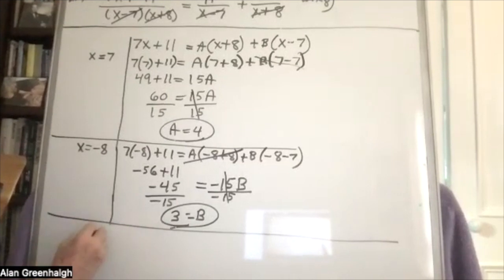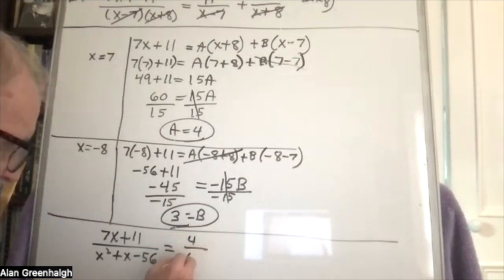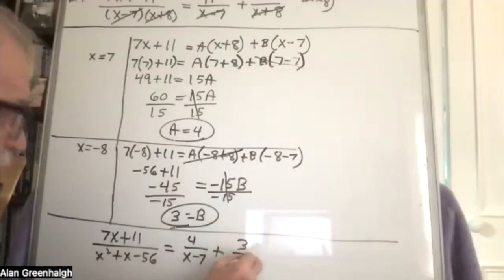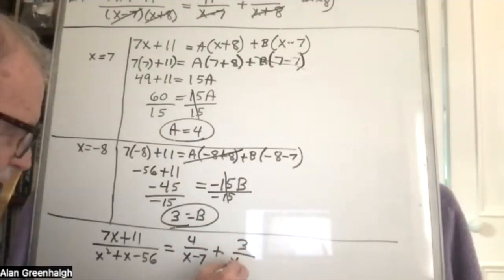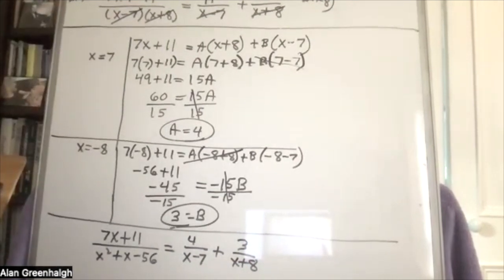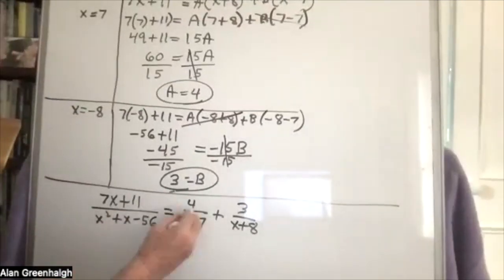So what we now have is (7x + 11) divided by (x squared + x - 56) equals 4 over (x - 7) plus 3 over (x + 8). Now, the only way to check this, well, I guess there's a lot of ways of checking it, but my favorite way is to just cross multiply.